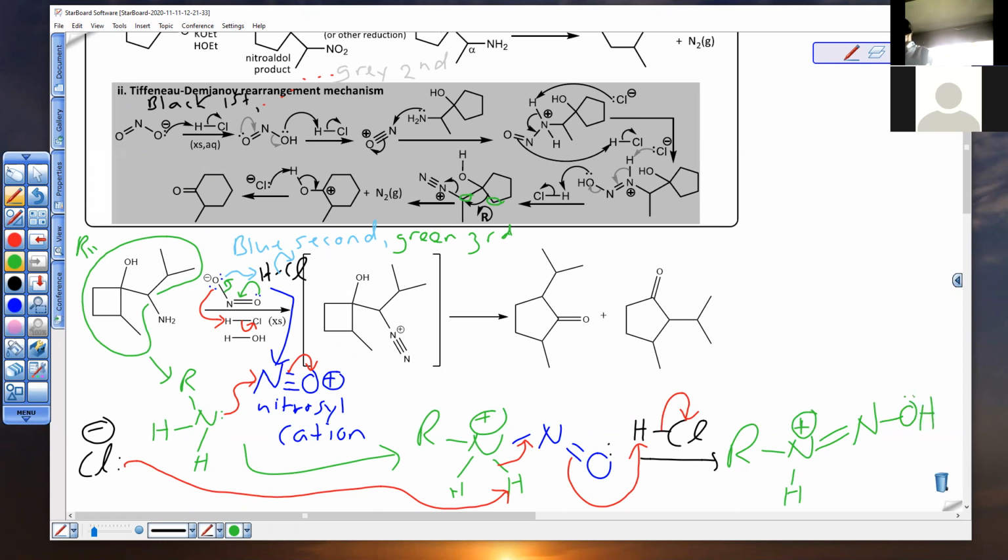So if I'm going to lose that O, I better protonate it. What am I going to protonate it with? HCl. We're doing this, right? Protonate the O with HCl to make it a better leaving group.